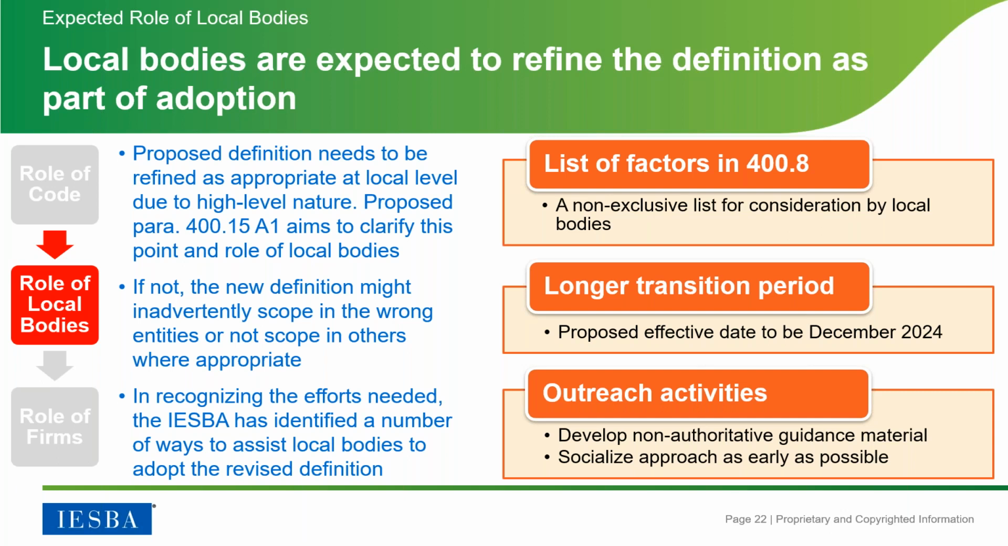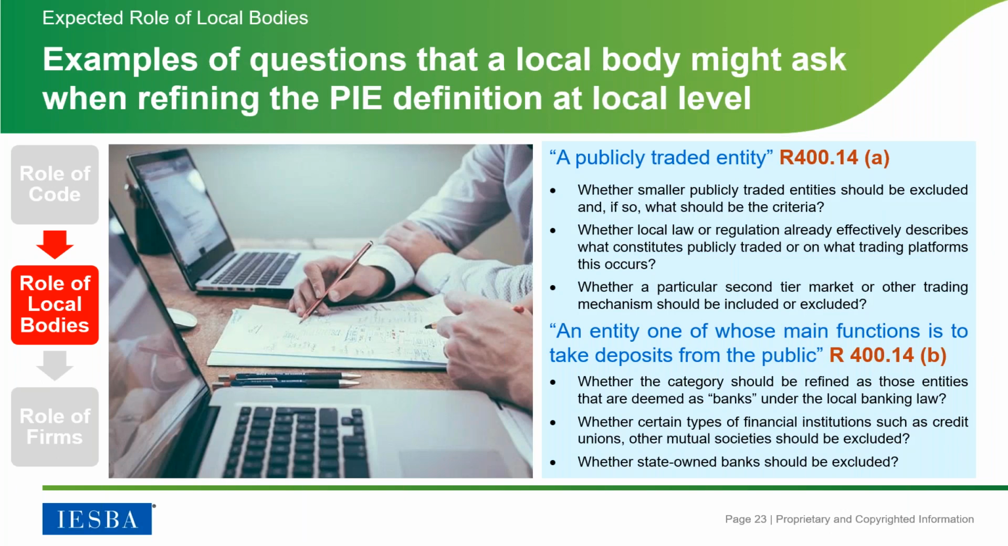Next slide, please. These are a couple of the sorts of questions we expect local bodies to address. So a publicly traded entity, thinking about what secondary markets should be included within the particular jurisdiction, what other forms of facilitated trading mechanisms there might be. Similarly, an entity taking deposits from the public, is there a definition of bank that can be used that's easily adopted by the code? And whether certain types of financial institutions, such as credit unions or other mutuals, should be excluded.